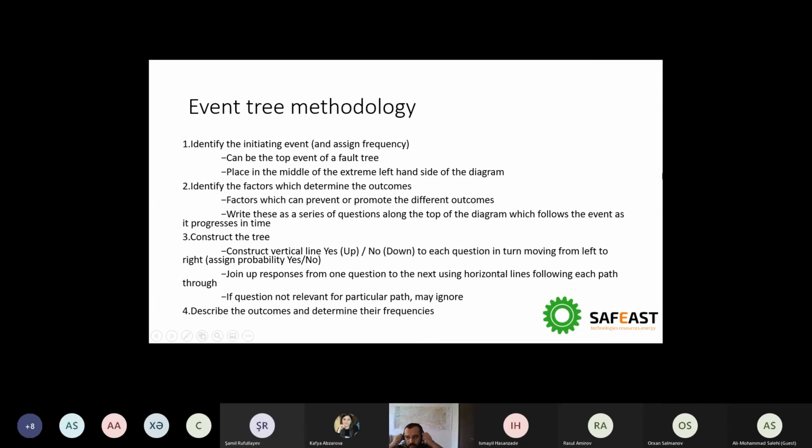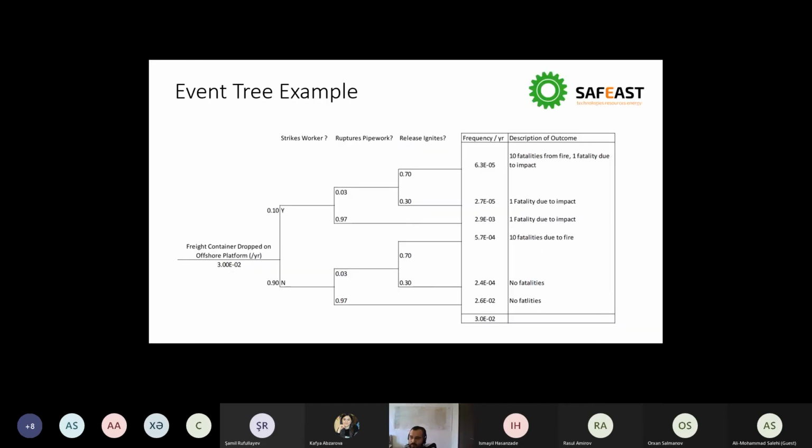Then you can identify the factors which determine the outcome. So you will have a series of yes or no questions, and based on that, write this as a series of questions along the top of your diagram. And then basically you construct the tree based on this. So basically you construct vertical lines, yes or no, to each question, turning left to right. And then you assign probability where applicable to this case. And then you describe the outcome and determine their frequencies based on the numbers you assigned.